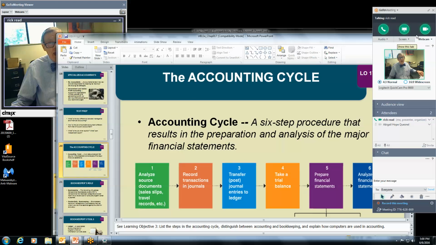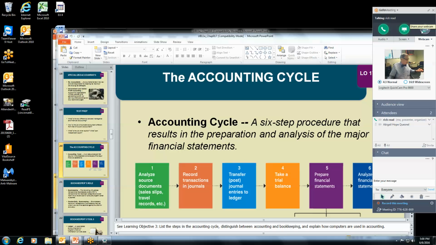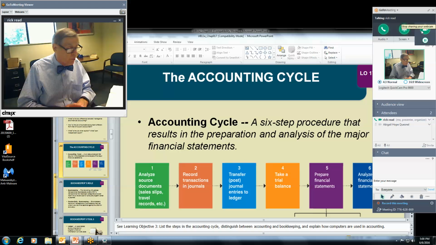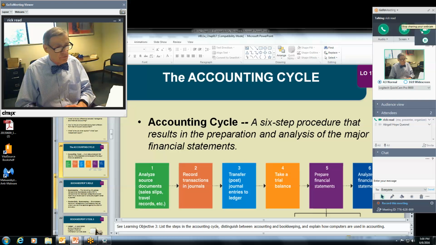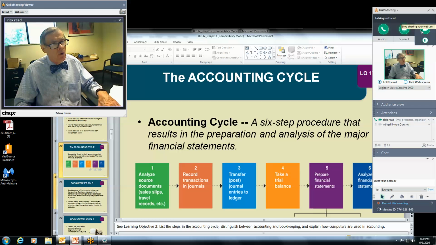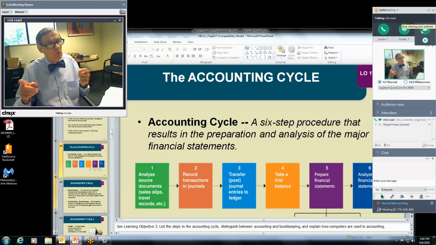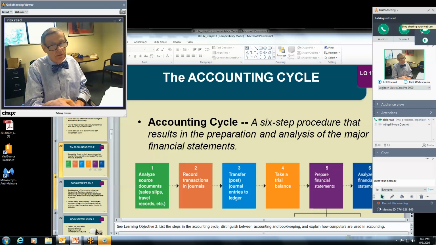All right, now we have the accounting cycle. And this particular slide is also depicted in your text as figure 17.4, which you can see at the top of page 480. Now, if you will notice, it is a relatively simple procedure. So we're going to get our documents, we're going to analyze them, and we're going to record the documents in the journal. We're going to then transfer those from the journal entries to a ledger. Take a trial balance, in other words, see where we stand, prepare the financial statements, and then analyze them.